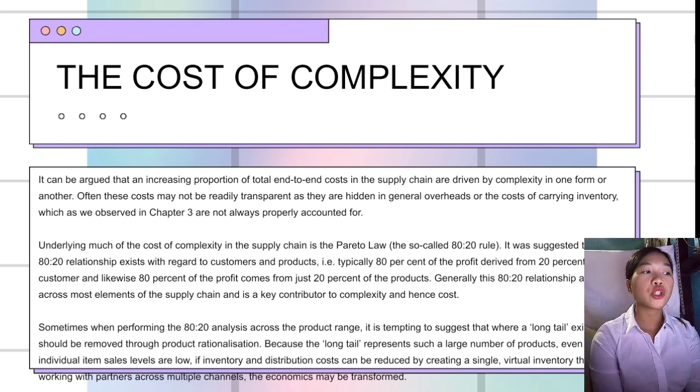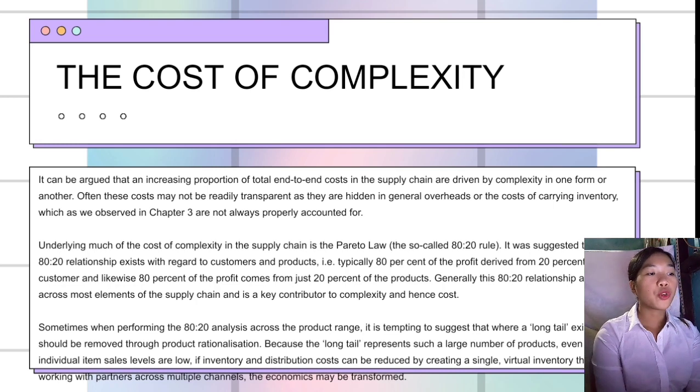Underlying much of the cost of complicity in the supply chain is the Pareto law, the so-called 80-20 rule. It was suggested that an 80-20 relationship exists with regard to customers and products. Typically, 80% of the profit is derived from 20% of customers, and likewise, 80% of the profit comes from just 20% of the products. Generally, this 80-20 relationship applies across most elements of the supply chain and is a key contributor to complicity and hence cost.